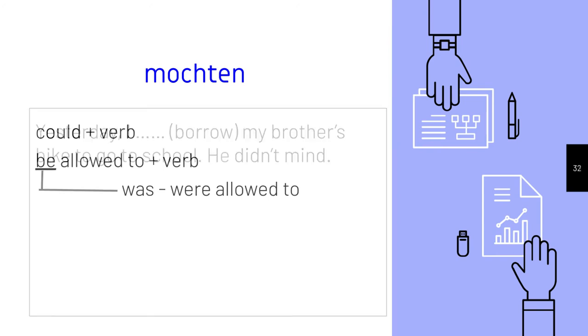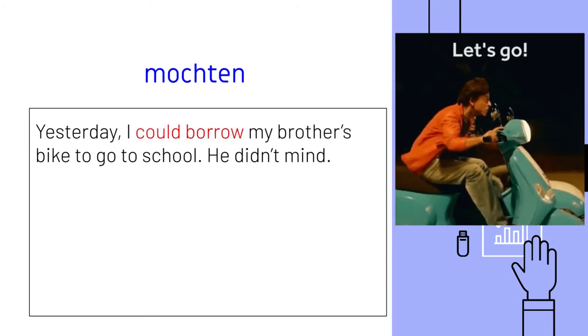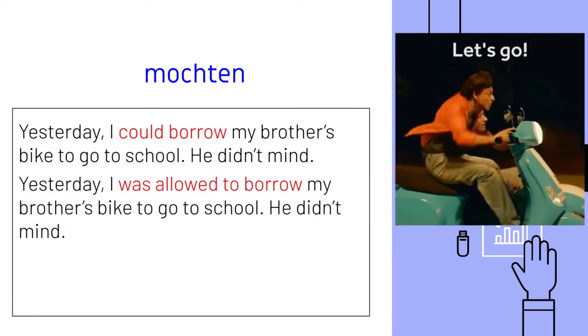This sentence, yesterday, so yesterday is the past. Two possibilities. I could borrow my brother's bike, or I was allowed to borrow my brother's bike.